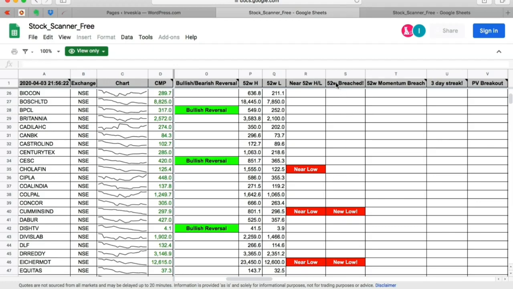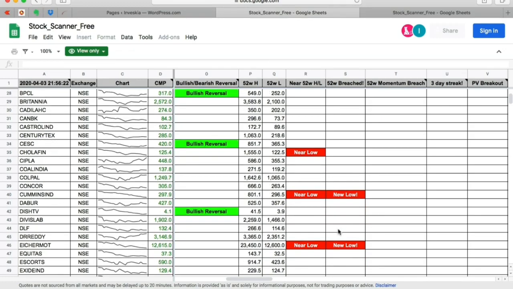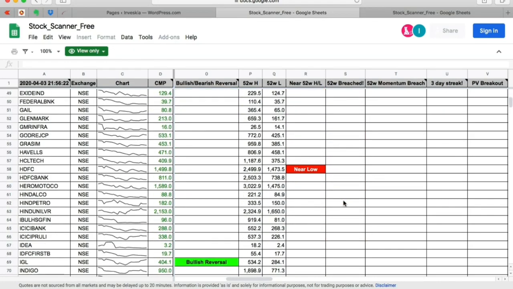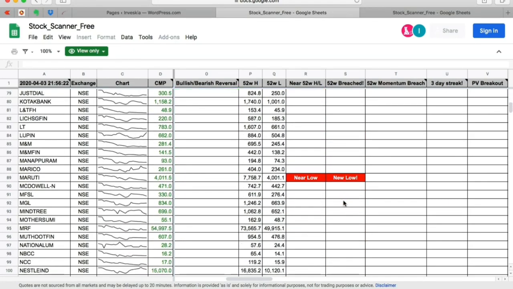Now the another indicator is 52-week breached. If it breaches the 52-week low and makes a new low, you will get the notification here. Recently Maruti has breached its low. Let's see where is Maruti. Yeah, here is the Maruti.